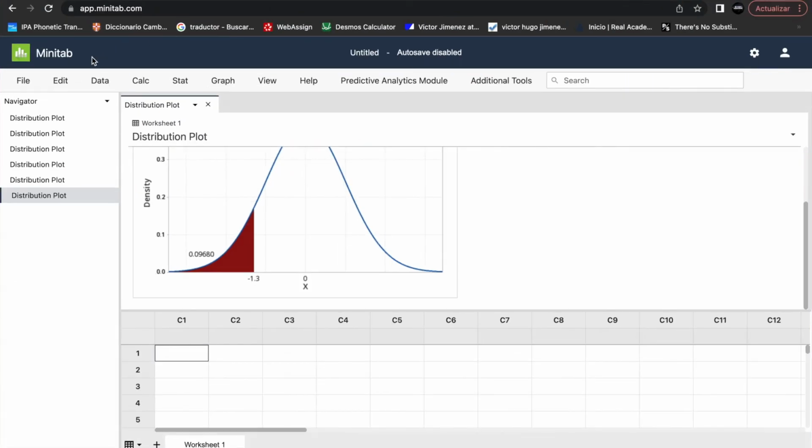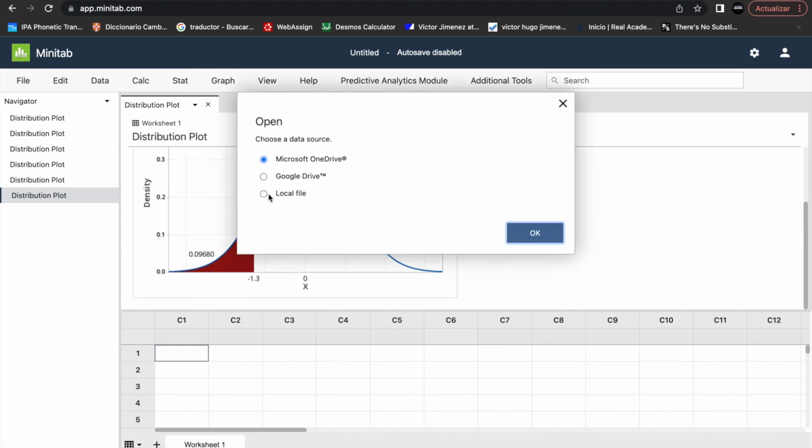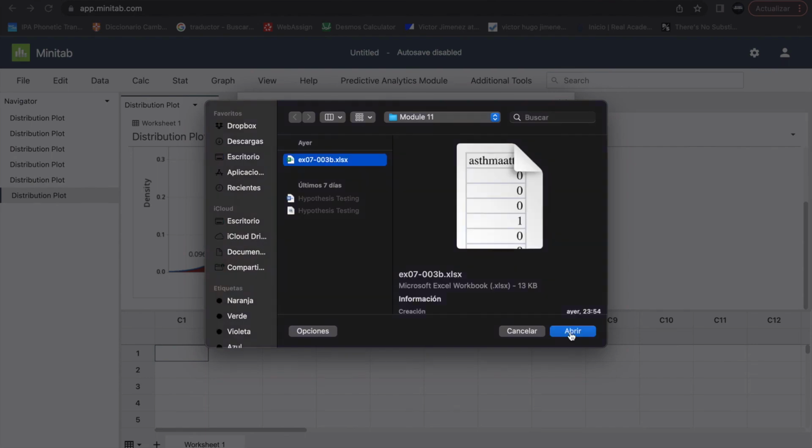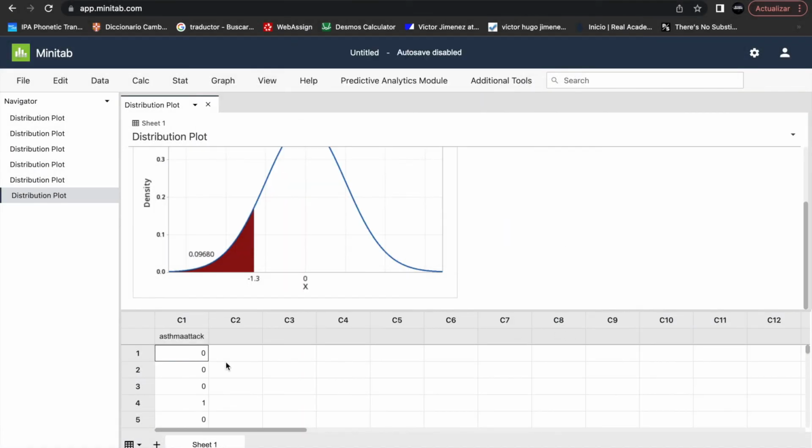So go to Minitab. You will have to download the file and then open it, of course. Open the file, worksheet, local file. I have it here on my computer. It's this one. So how do you know the proportion here? We only need the p-hat. Since 1 means an asthma attack has occurred, we only need to count the number of ones and divide it by the total. In that case, we can just compute the mean for this, right?